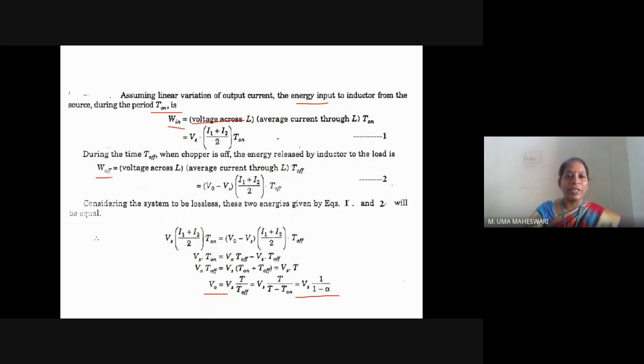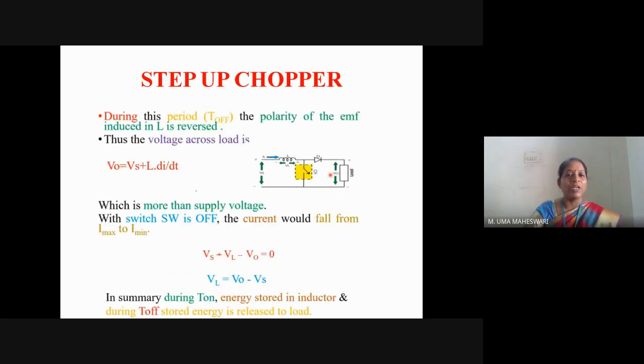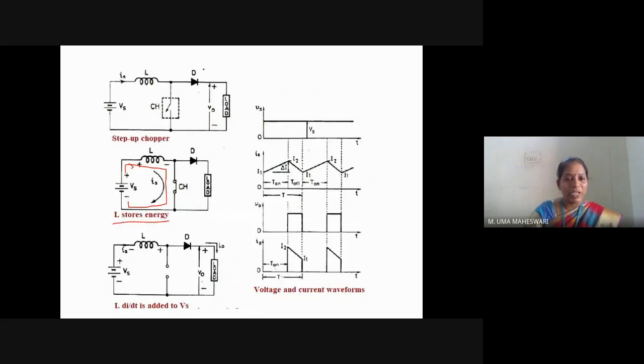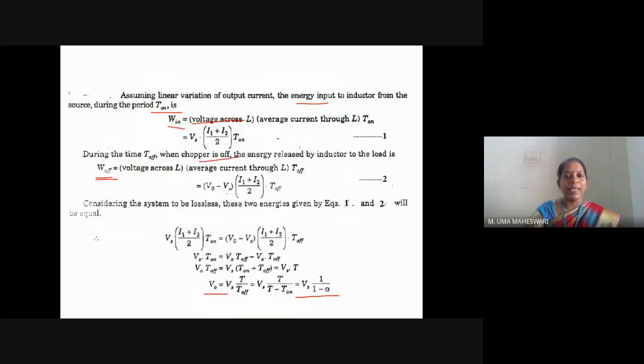Similarly, we find during the off period the energy released by the inductor to the load when the switch is in off state, which is W off. It is the voltage across L, the average current through L, into the off period. So what is the voltage across L during the off period? During the off period, VL is equal to V output minus Vs. When you apply KVL to this closed circuit path, we obtain VL as V output minus Vs, and the average current through the inductance is I1 plus I2 by 2, into the off period.